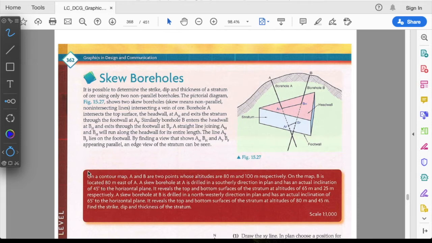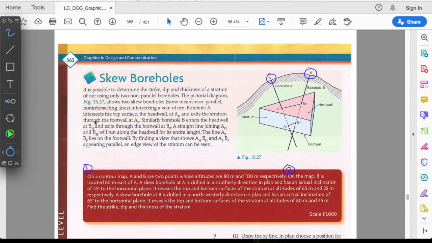But what we have first of all is, on the contour map, A and B are points whose altitudes are at 80 meters and 100 meters respectively. So that would be our first piece of information. Okay, and then on the map B is located 80 meters east of A, and that would be 2. Now what those points 1 and 2 are for is to find where A and B is. So the blue ones are to find where the point A is and where the point B is. Nothing to do with the boreholes yet, just finding A and B.